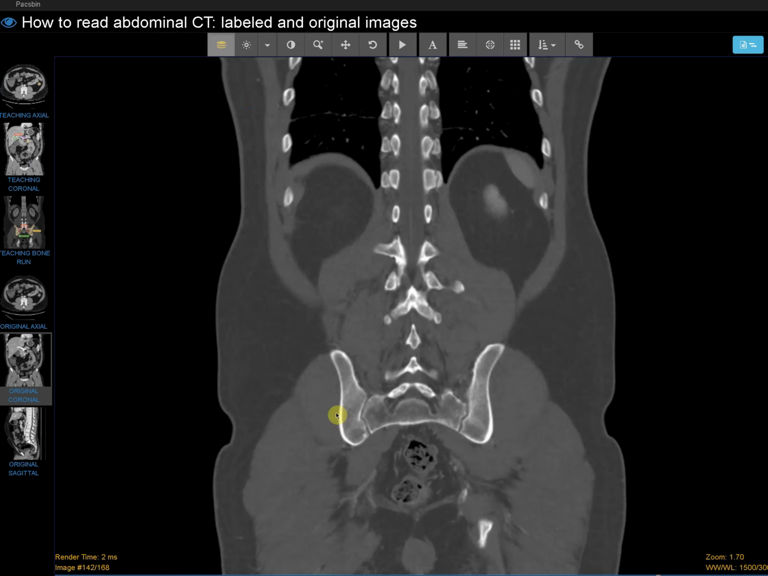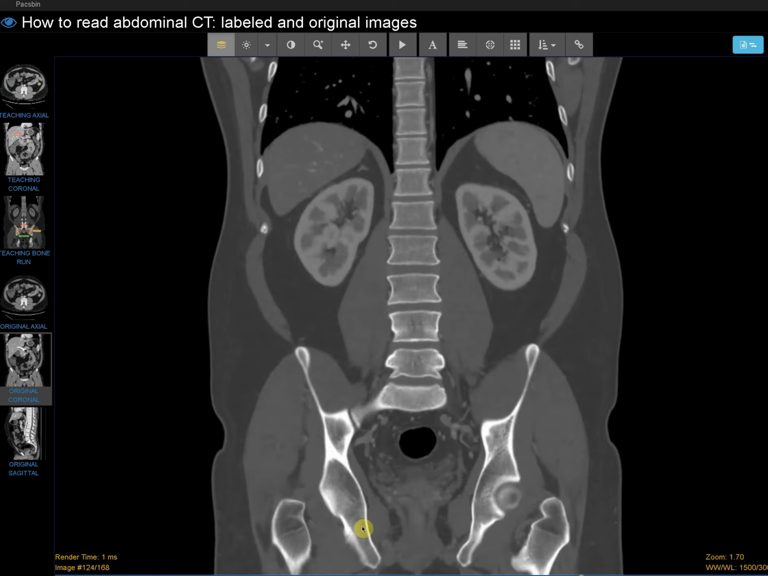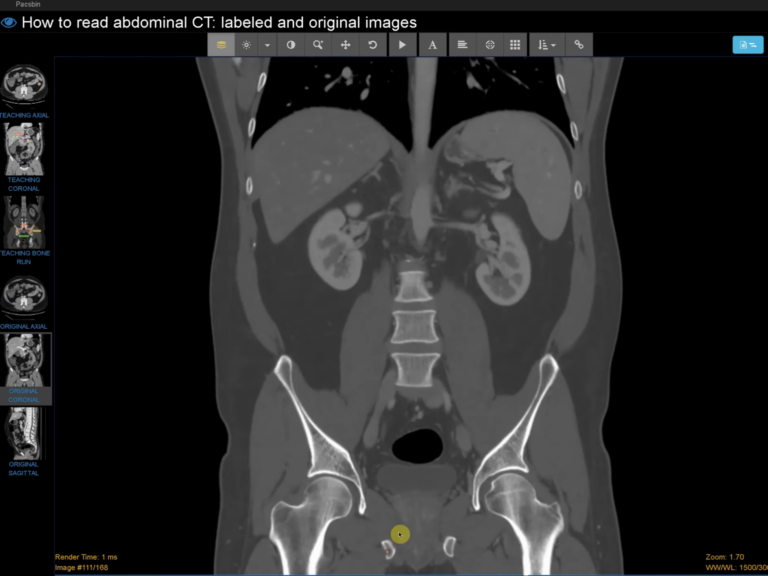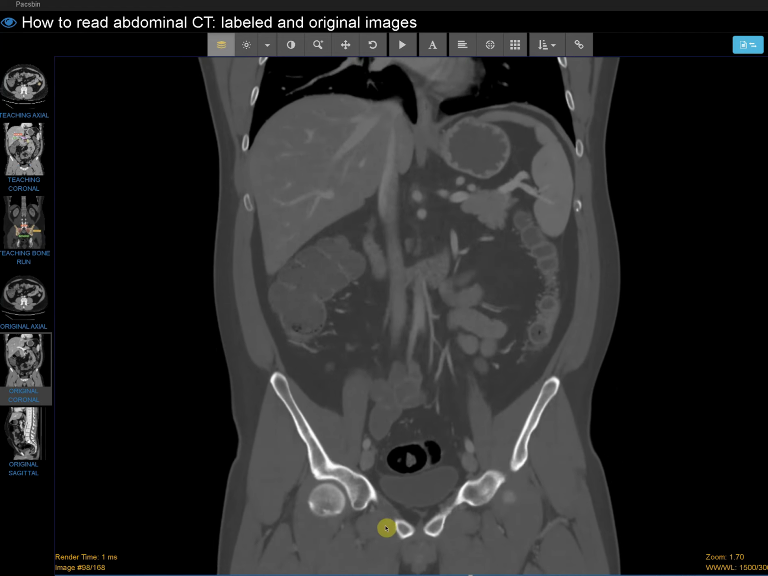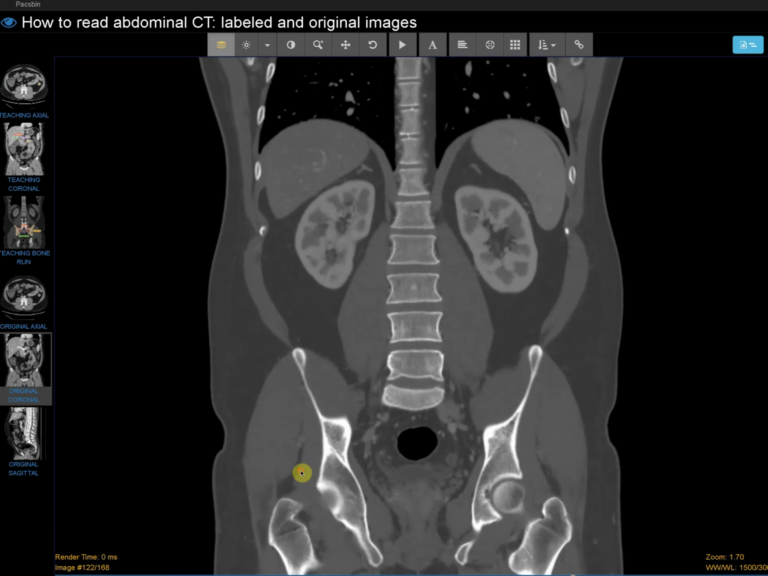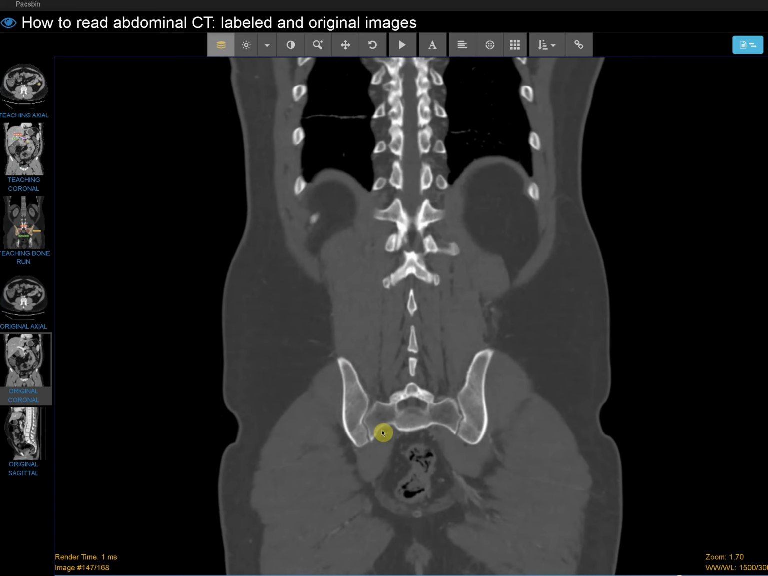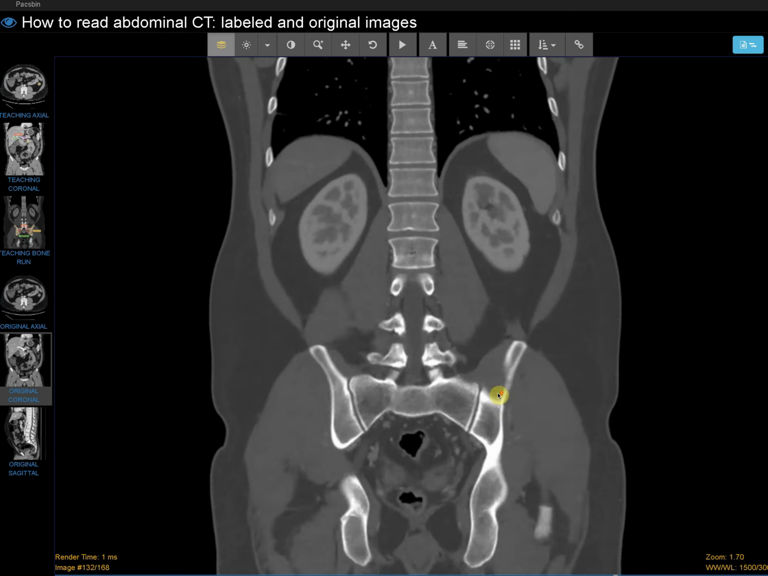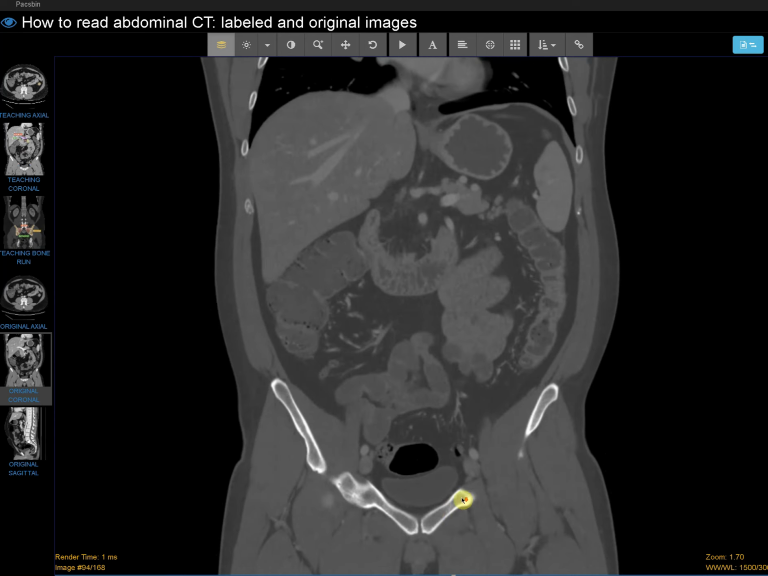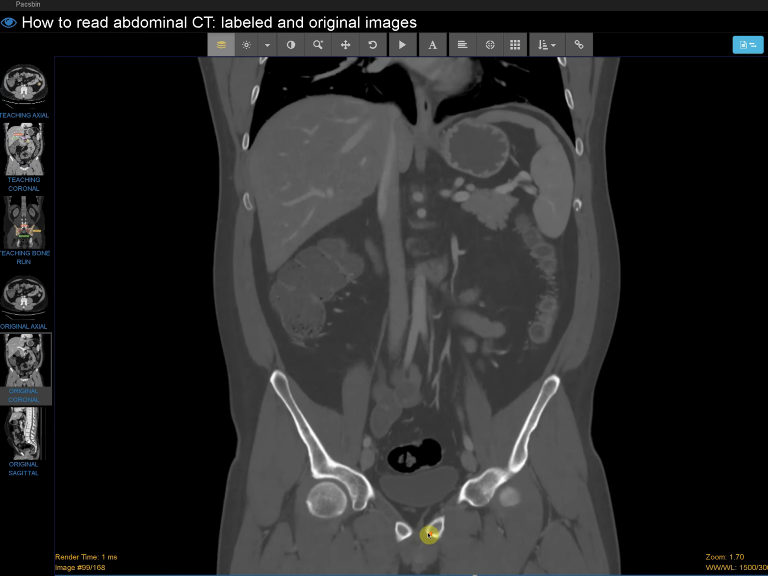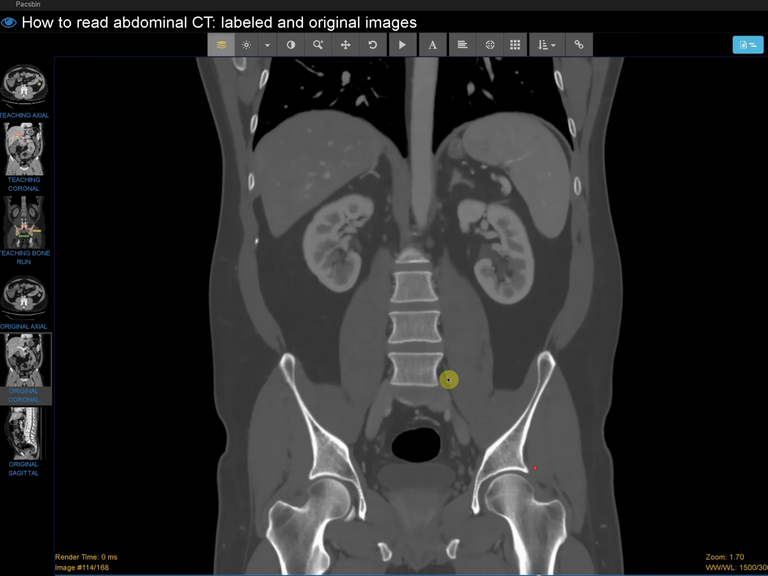So let's go to the bones. We have our right femur here, right acetabulum, our ischium, our inferior pubic rami here, pubic body, superior pubic rami, acetabulum. This is our ilium, our sacroiliac joint, our sacrum, our left ilium, left acetabulum, superior pubic rami, pubic body, inferior pubic rami right here, our ischium, our femur.